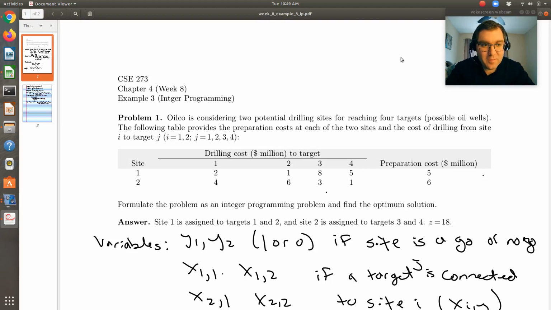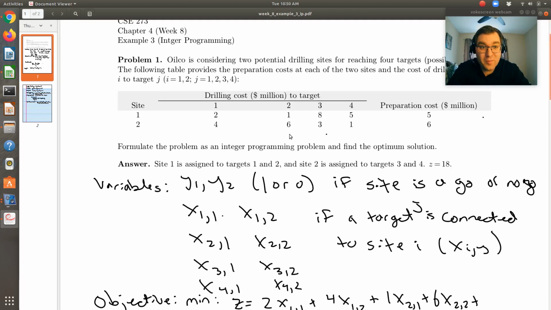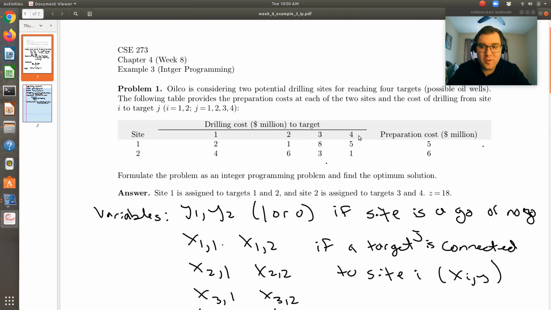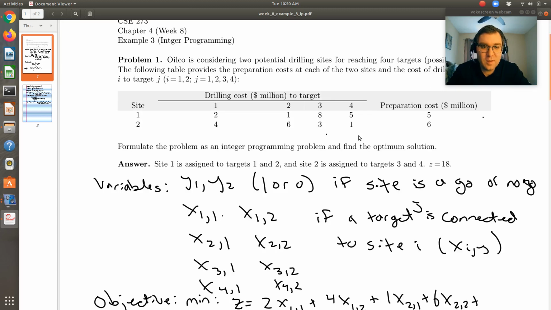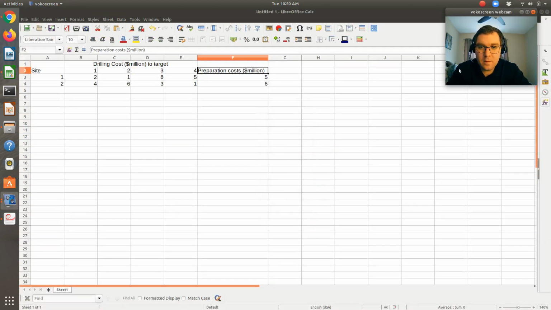Greetings! Now that we've set up our integer programming problem, in this screencast I am going to solve it in LibreOffice Calc. Again, this is our oil drilling problem, where we have two sites that we can potentially construct, and we need to connect 4 targets to those sites. Okay, so let's hop over to LibreOffice Calc and let's solve it.